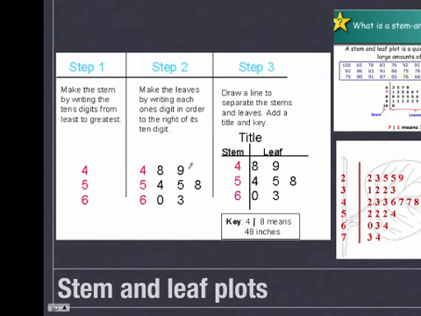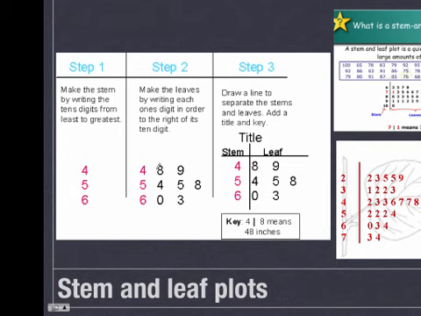The second step is to make the leaves by writing whatever digit is in your ones place. So for instance, this, a 4 and an 8, would represent 48 inches. That's one of my data. My next data would be a 49. The 4 is in the tens place, the 9 is in the ones place. Moving into the 50s, I've got 54, 55, and 58. And then finally, 60 and 63.